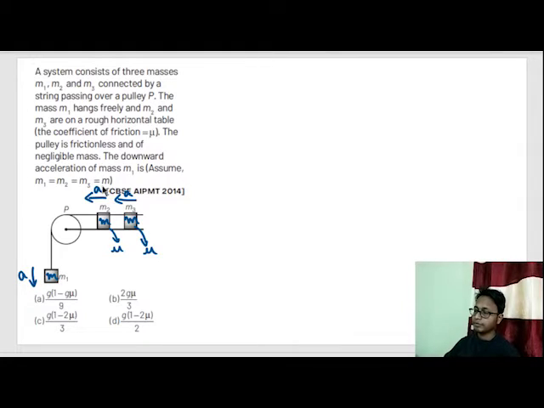And we have to find out the acceleration. So before that, just make a note. This is a theoretical note.